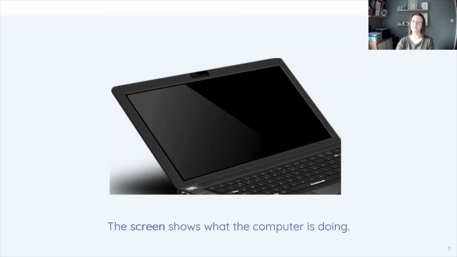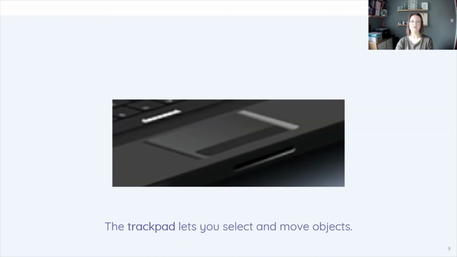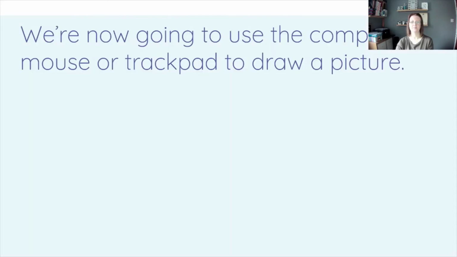And then on the laptop we have the screen, so again we can see what the computer is doing. We have the keyboard, so we can type in those numbers and letters, and we have the trackpad, so that we can select and move objects, the same as the mouse, two different names but does the same thing. So we're going to use the computer mouse or the trackpad to draw a picture.